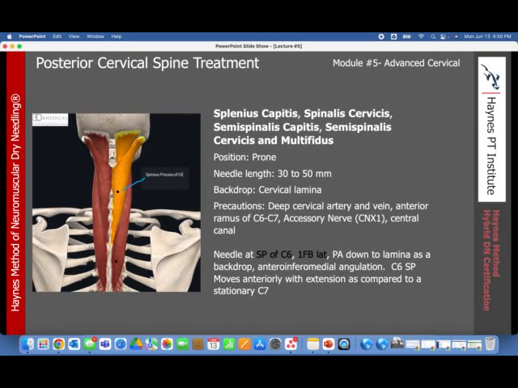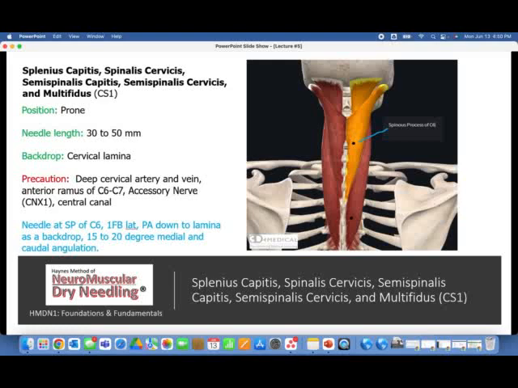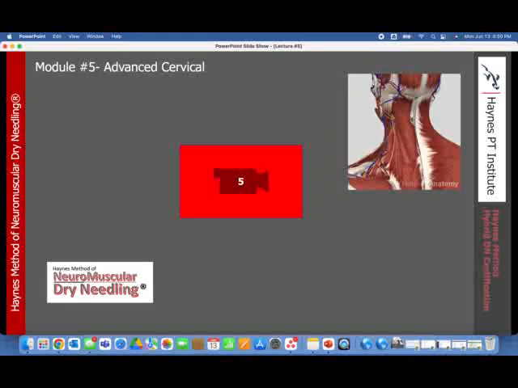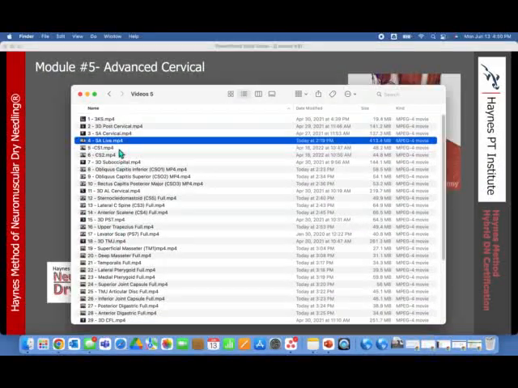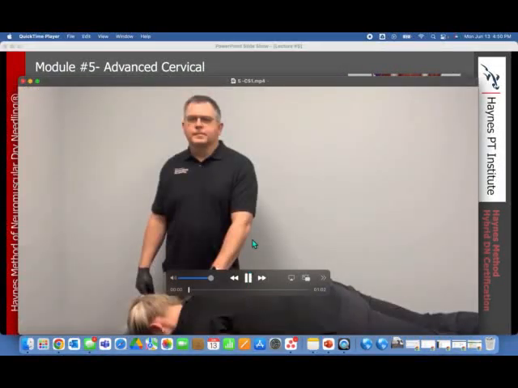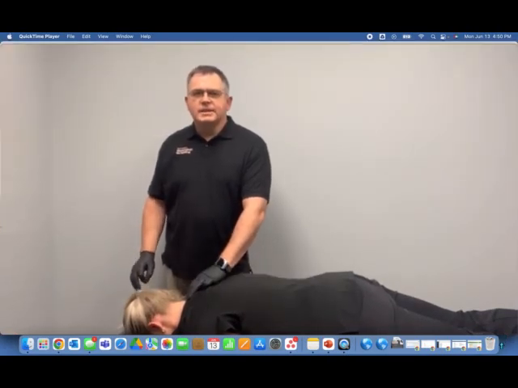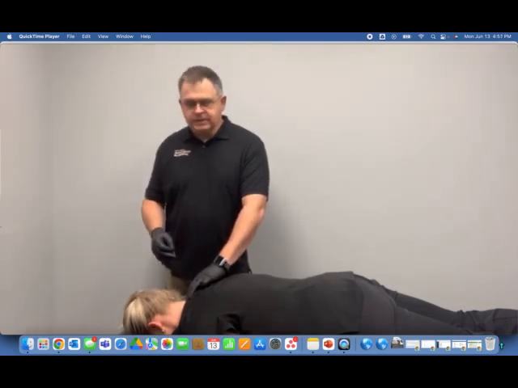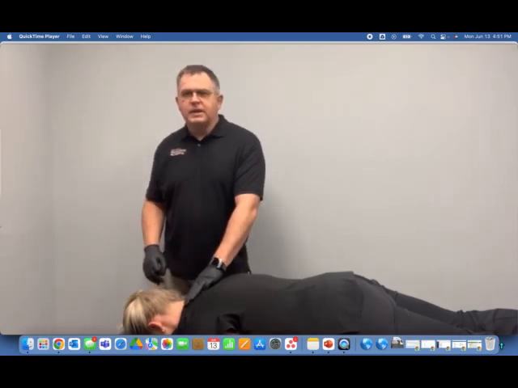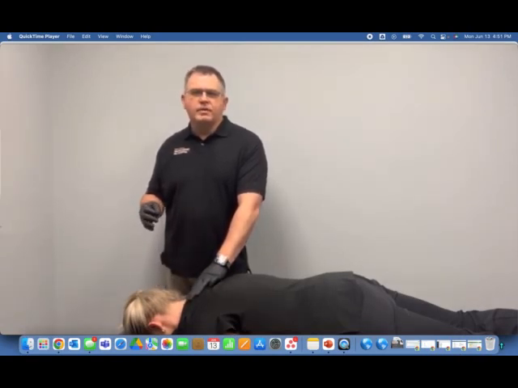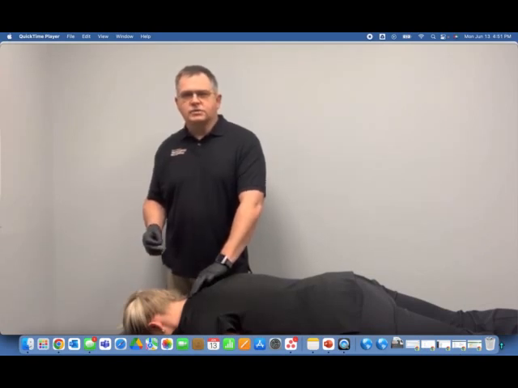So let's review again our two needling locations from our introductory material. The splenius capitis, the spinalis surfaces, semispinalis capitis surfaces, and the multifidus will all be needled in one location. The patient's going to be in the prone position. Needle length, we're going to be 30 to 50 millimeters. Backdrop will be onto the cervical lamina.